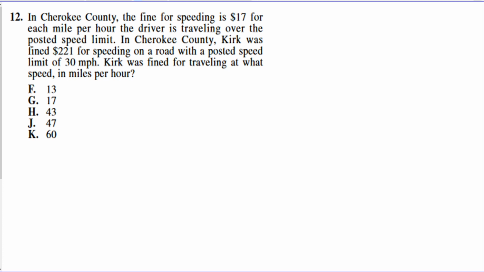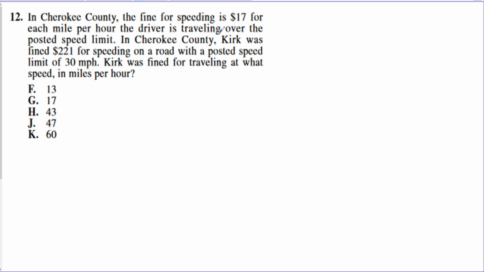All right, second problem says that in Cherokee County, the fine for speeding is $17 for each mile per hour the driver is traveling over the speed limit. Kirk was fined $221 for a road that was posted with a speed limit of 30 miles per hour. The question is, what speed was he traveling when he got the ticket?